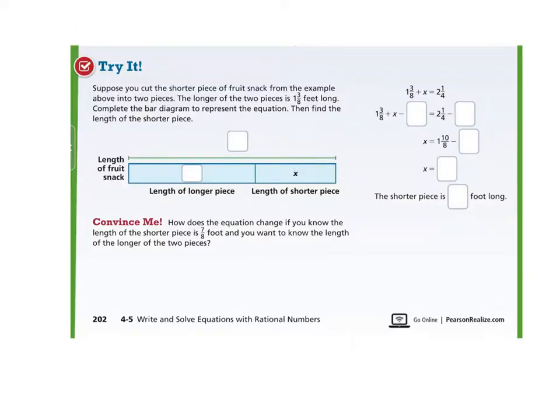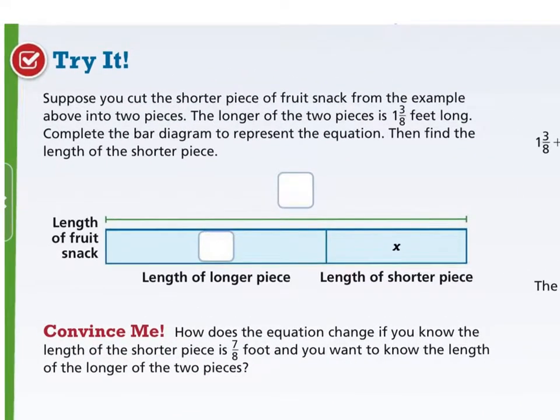So going off of our previous example, if we cut the shorter piece of fruit snack from the example into 2 pieces, the longer of the 2 pieces is 1 3/8 feet long. Complete the bar diagram to represent the equation, then find the length of the shorter piece. From the example above, we found out that the shorter piece was a total of 2 1/4 feet long.